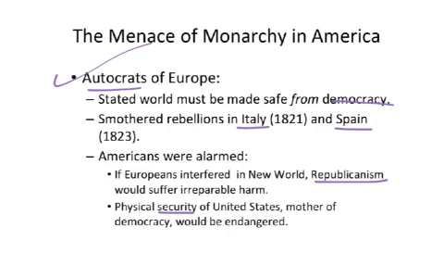The autocrats of Europe had stated at this time that the world must be made safe from democracy, and rebellions were smothered in both Italy and Spain in 1821 and 1823. This alarmed Americans, because if the Europeans interfered in the New World, republicanism would certainly suffer irreparable harm, and the physical security of the United States, which was the mother of democratic countries, would be endangered.